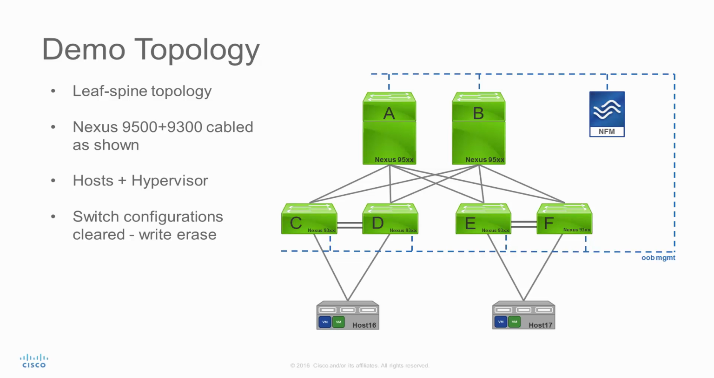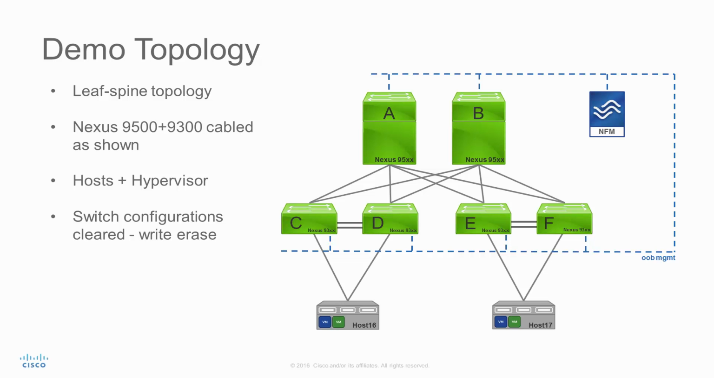In Fabric Discovery, we have added a new methodology called Auto Fabric Provisioning, or AFP. By leveraging Power-On Auto Provisioning, or POAP, on the Nexus switches, AFP gives the administrator a zero-touch workflow for Fabric Discovery.